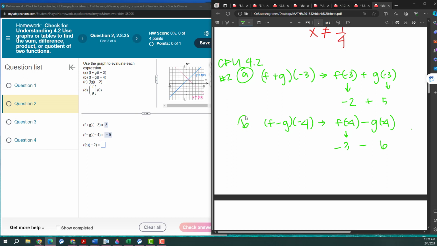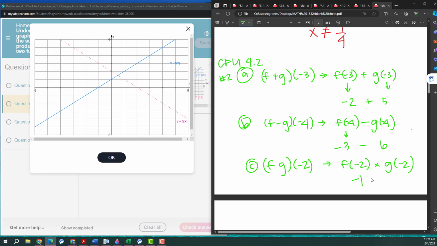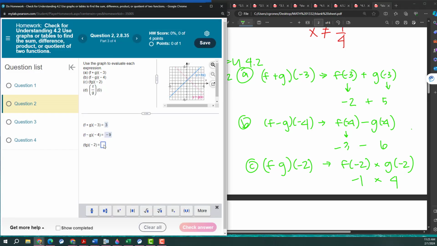Okay, on part C, f times g. In this one we're looking at -2. So that's going to be f of -2 times g of -2. All right, let's look at our graph. Where x equals -2, 1, 2, y is -1. And then for g, we've got 1, 2, and then y is 1, 2, 3, 4. All right, so -1 times 4 is -4.